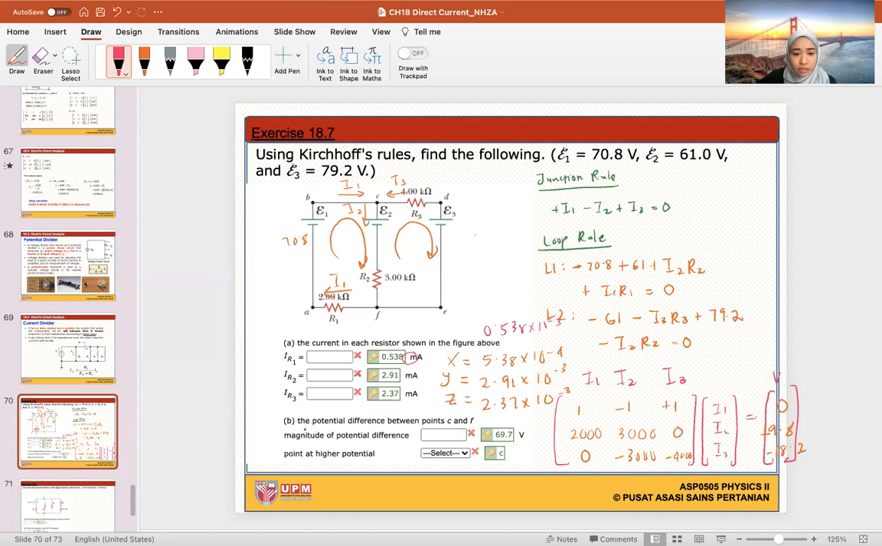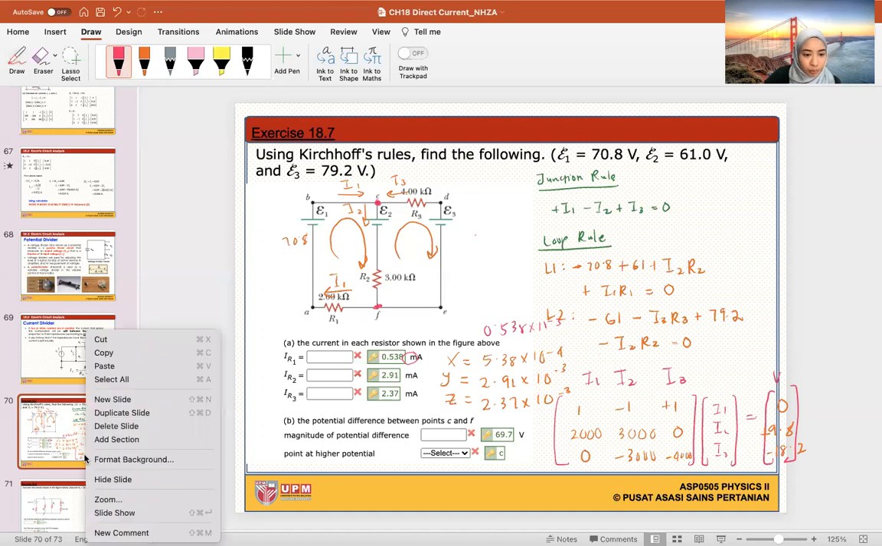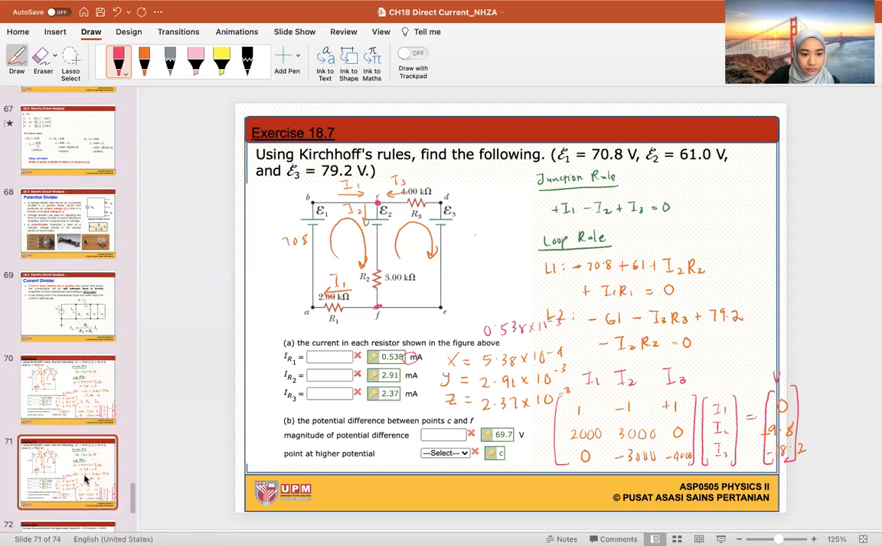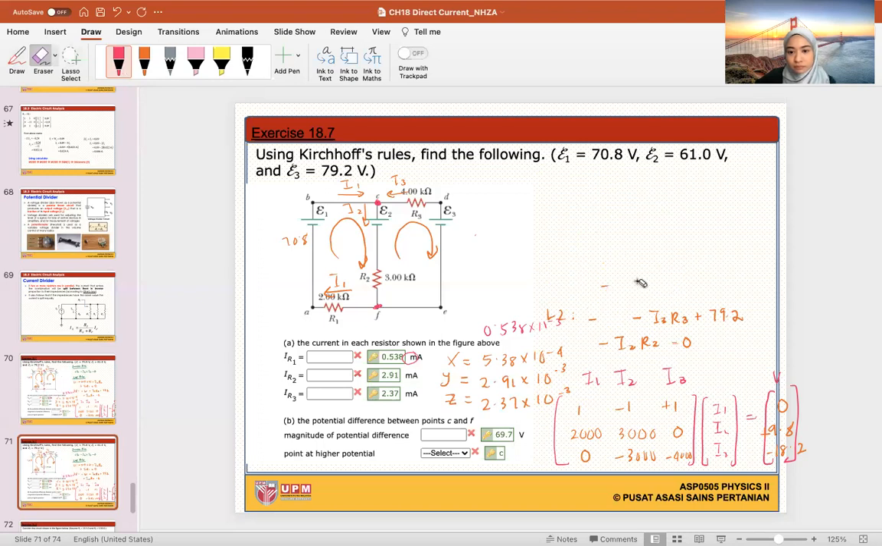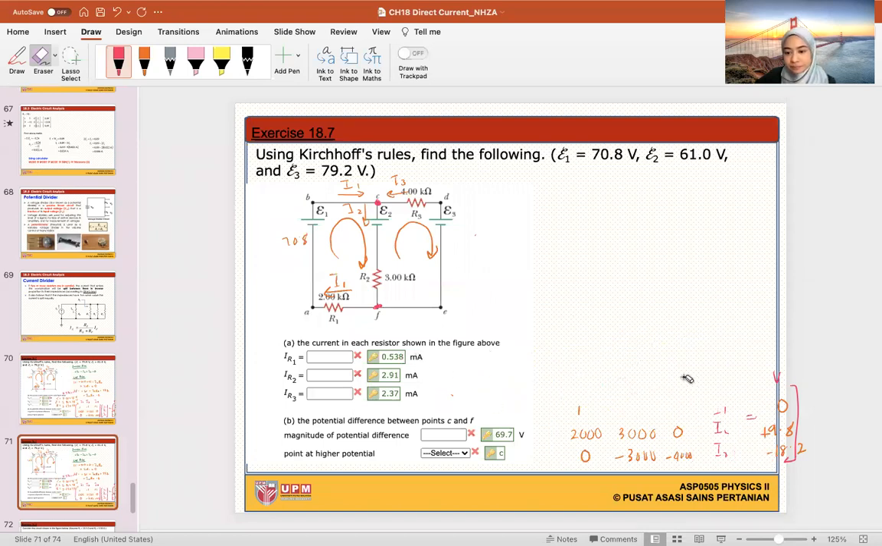And then the second question is the potential difference between points C and F. Between point C and F, what is the potential difference? Let me duplicate this question. Let's keep our answer. We already have our answer here. So it's asking the potential difference between point C and F.